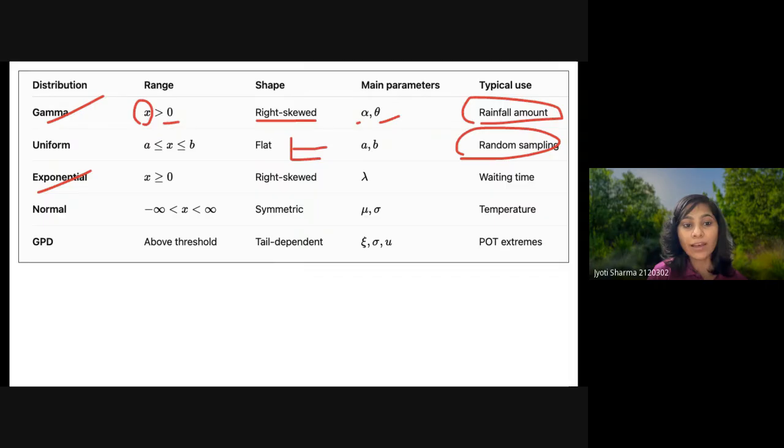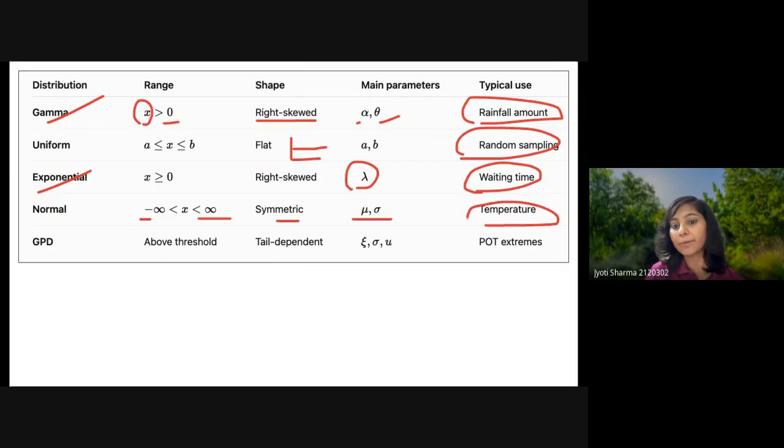Exponential also has values equal to 0 or more than 0, and here the parameter is lambda, and here we can calculate the waiting time. As I told you, we can calculate waiting time using exponential distribution. Normal distribution, as it is from minus infinity to positive infinity, is symmetrical, and the parameters are mu and sigma, and this is for the temperature. I think this is again clear.